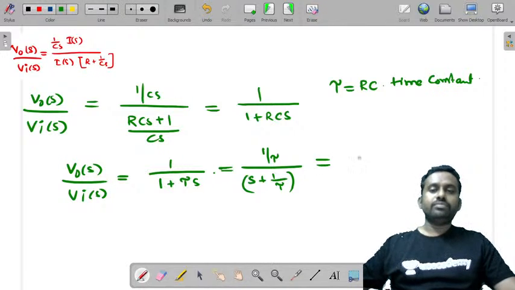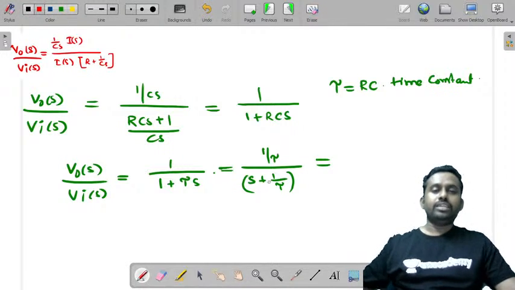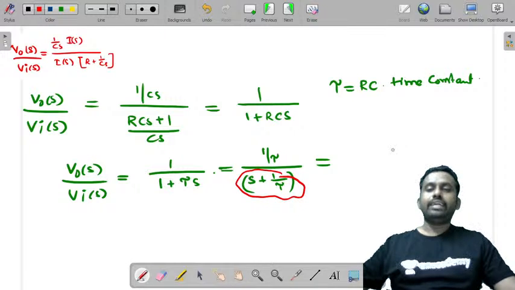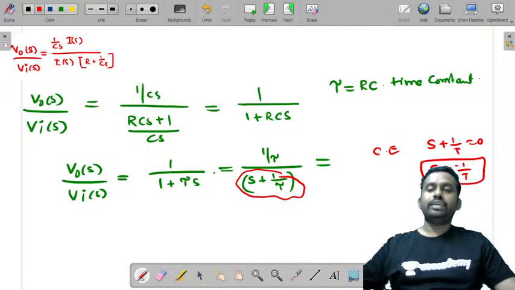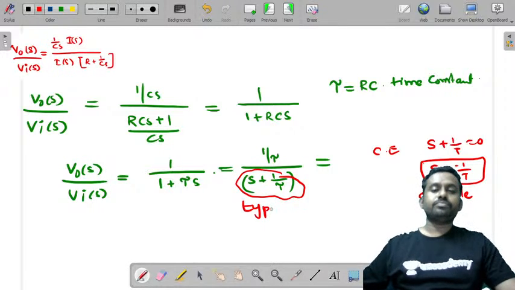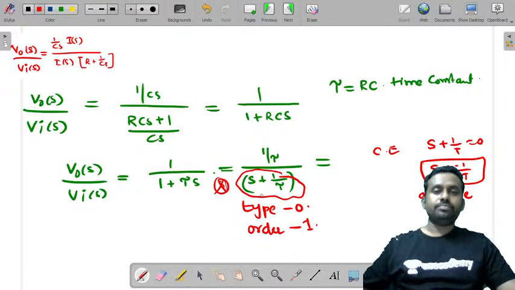So if you observe the denominator specifically, and you write the characteristic equation, S plus 1 by T, or tau, is equal to 0, S is equal to minus 1 by T. So how many poles are there? Only one pole. So what is the type of the system here? Type is 0 because there are no poles at the origin, right? So what is the order of the system? It is a first order system because it has one pole, right?